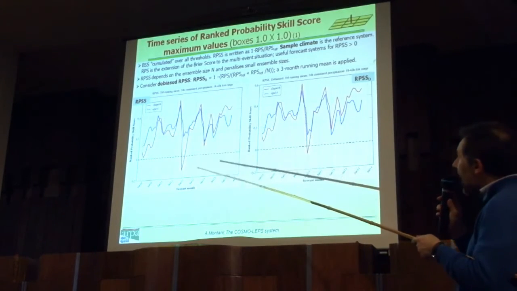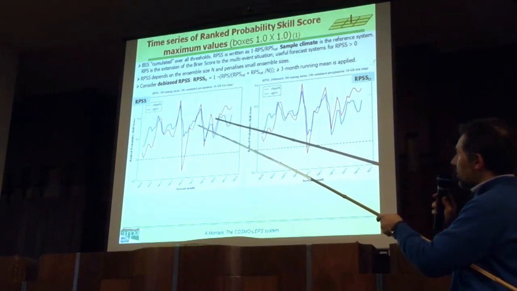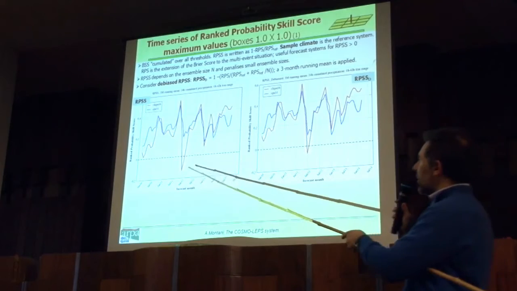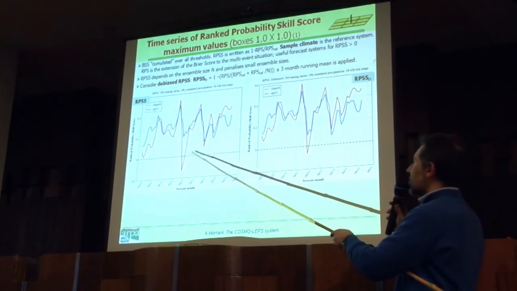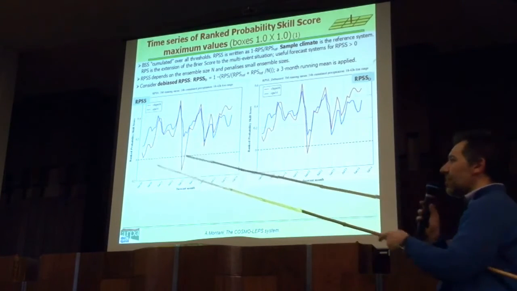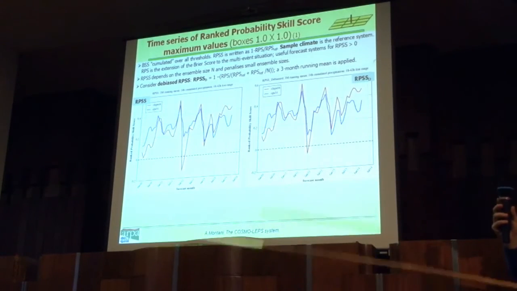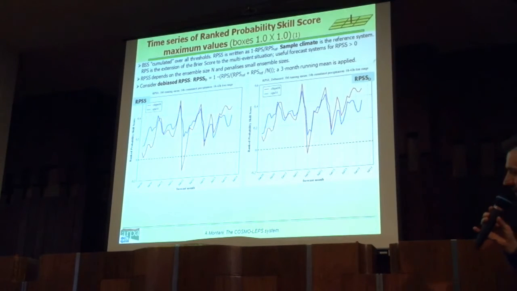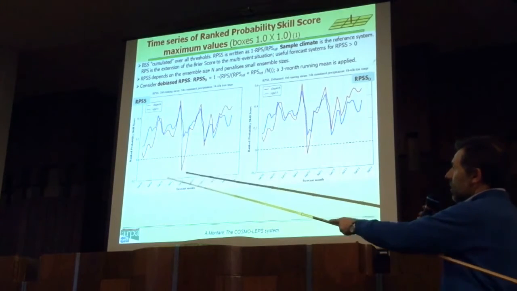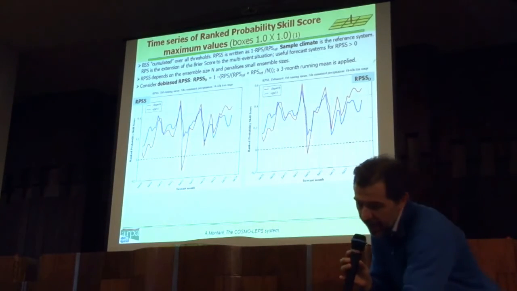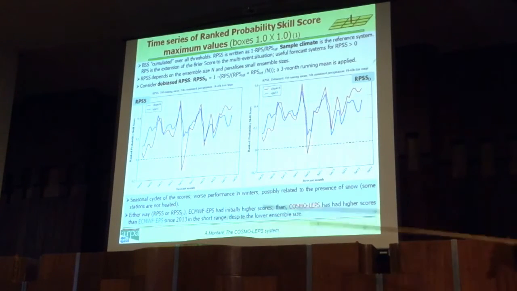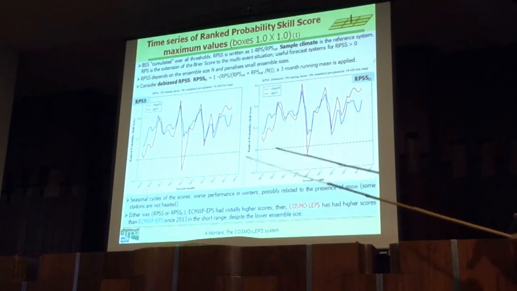So the blue line is Isenberg EPS, and the red line is Cosmolabs. We have to say that in winter the performance is worse because many stations are not heated, and so you have a problem with melting, that the snow melts the day after, or several days after the precipitation. Especially this winter, as we will see in the case studies later on, was a very snowy winter, and it was possibly related to the presence of snow because some stations are not heated, at least in our region for sure.